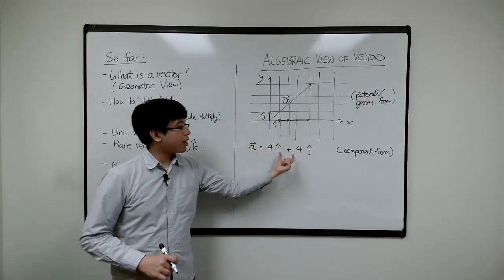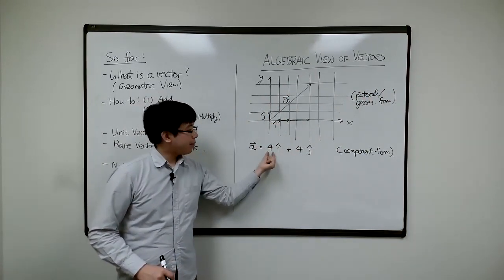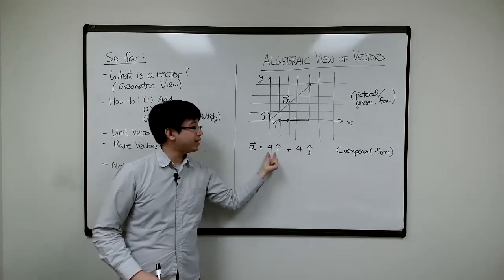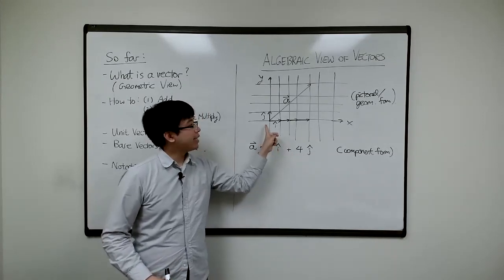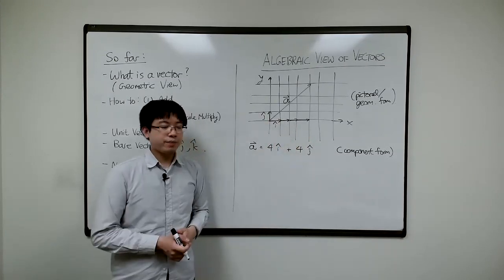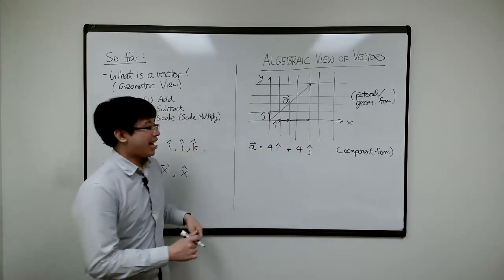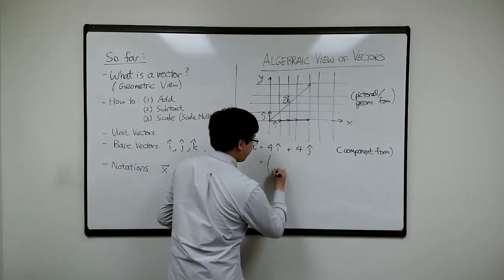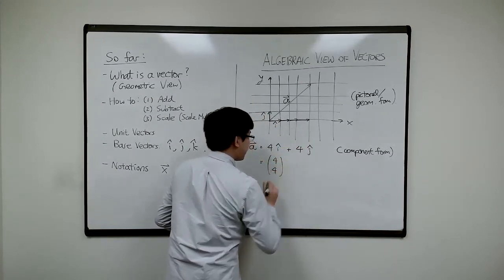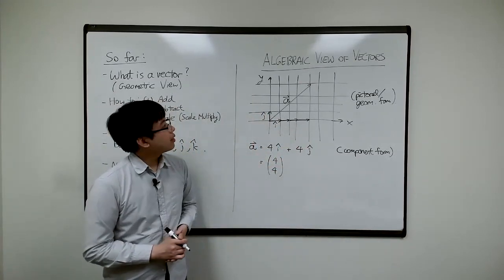And these are now called components of A. This is the X component and this is the Y component. It has 4 units in the X direction and 4 units in the Y direction. Sometimes we're so lazy, we can even simplify that and write it as a column, like this.